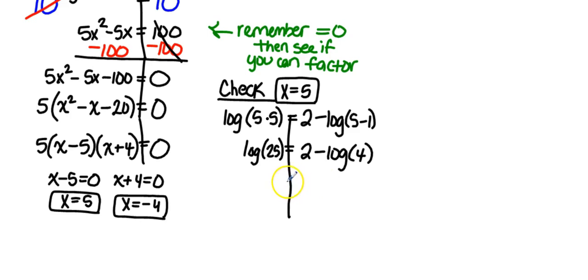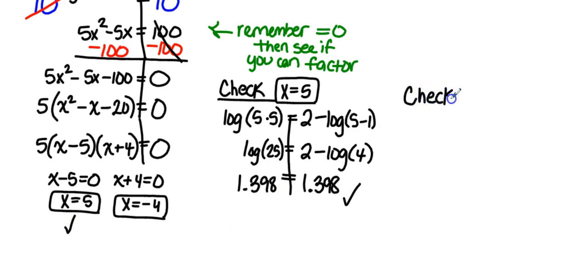Please get a decimal approximation for the left side and then the right side, and we'll see if they are equal. Press pause until you have those, and then we can compare. For log of 25, we get 1.398. And for 2 minus log of 4, we also get 1.398. So we're in good shape. x equals 5 checked out, all good.